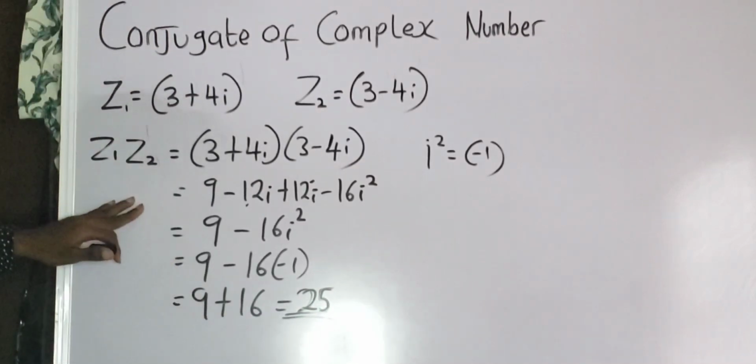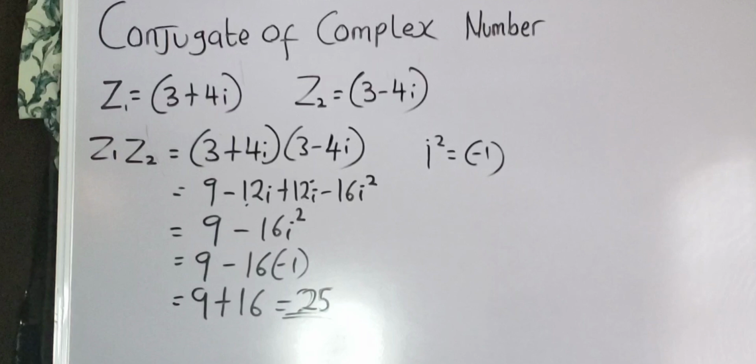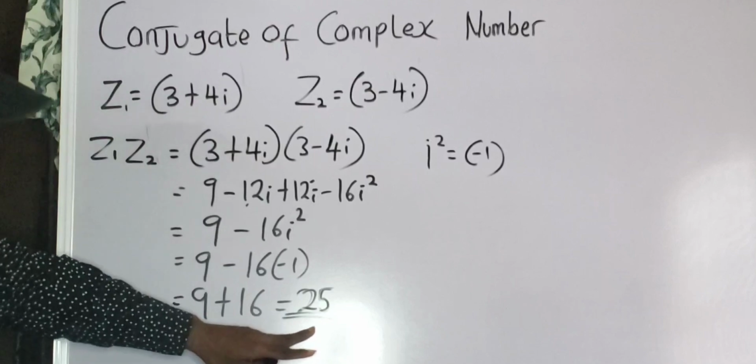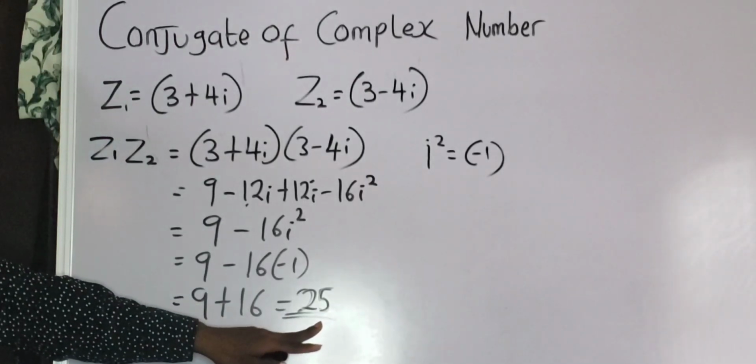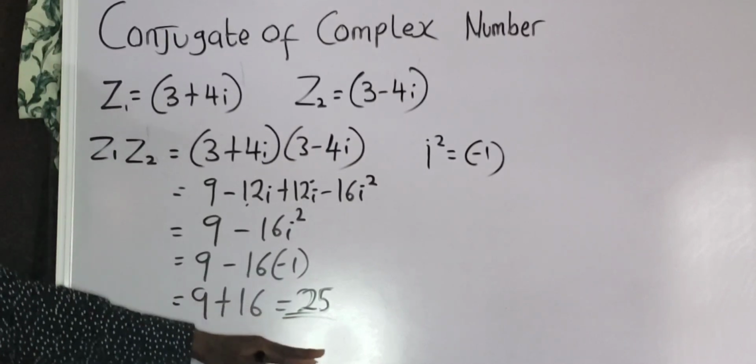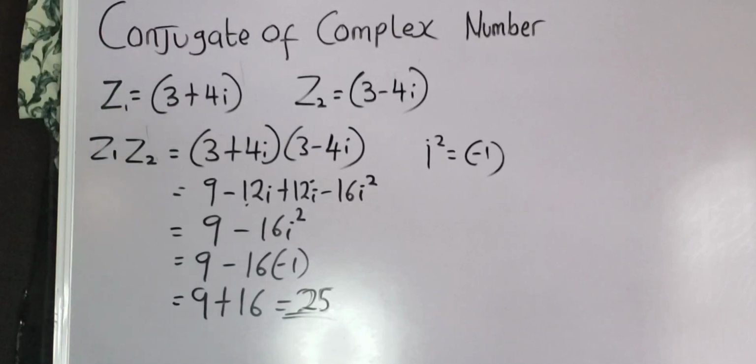So the product of any pair of conjugate complex numbers is always a real number, because you can see that 25 is a real number. So when you take the product of a pair of conjugate complex numbers, the product is always equal to a real number. Are you getting it? So that's another thing that I want you to know, okay?